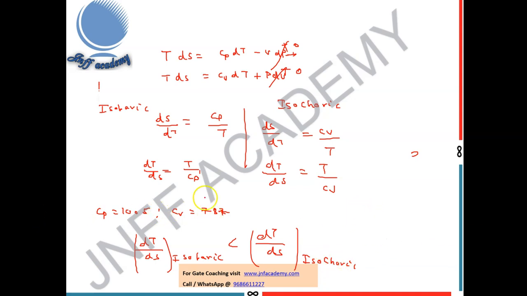Because it's very clear, right? 1 by Cp is 1 by 1005, and here it is 1 by 787, right? So wherever the slope is higher, it is called the isochoric process. Wherever the slope is lower, it is called the isobaric process.